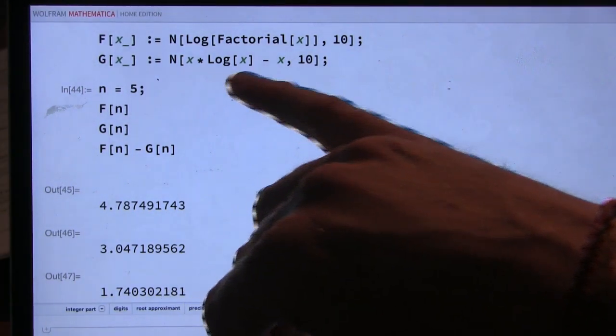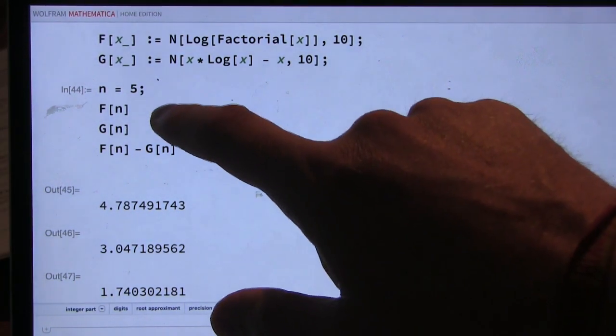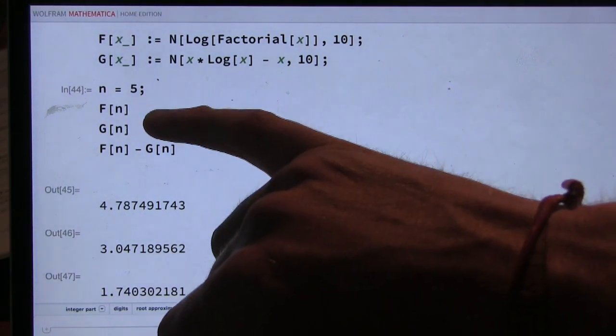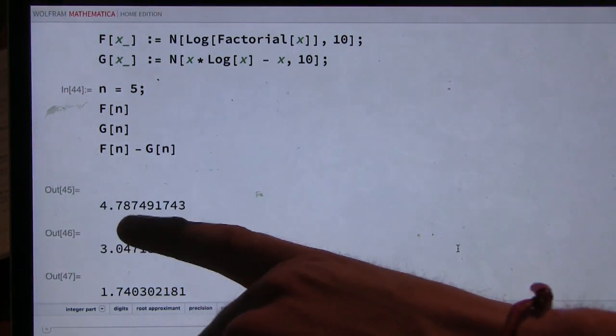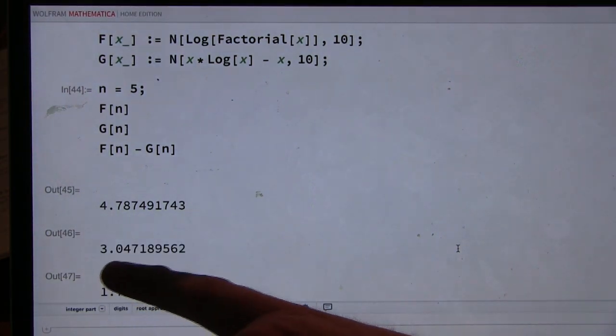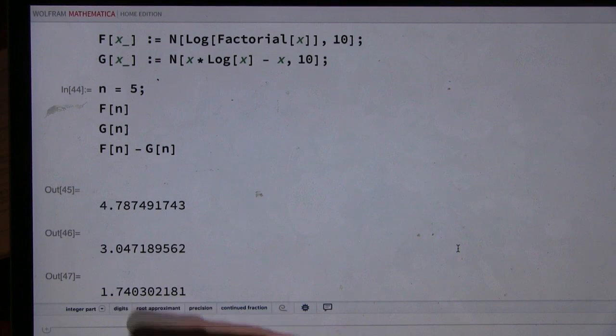Here's the x ln x minus x, and then we tried for n equals 5, and we saw that the true logarithm is 4.787, and the approximation gives 3.047, with a difference of 1.74. So what do you think about that? So it's not great right now. Why? Well, the difference is like half of the approximation. From the picture we drew, did we expect it to be good in the beginning? No. Because we have larger errors.